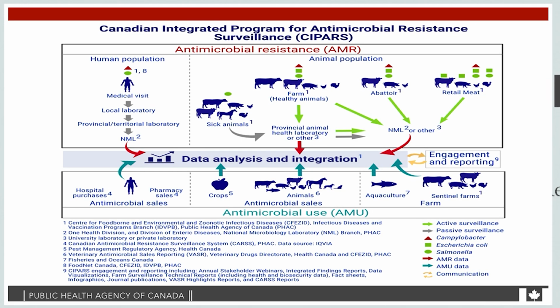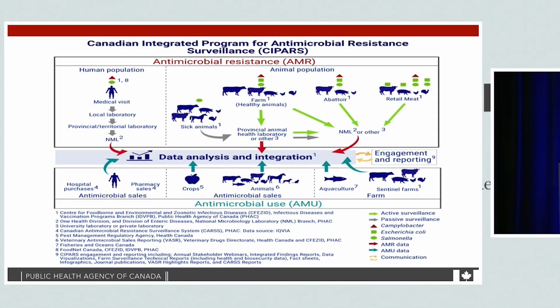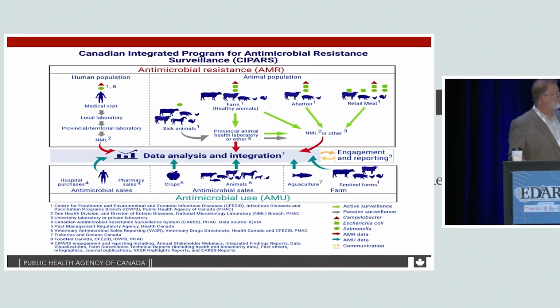So CIPARS, I'm not going to go into this in detail, but it is the reason why we do models, primarily in our group anyway. CIPARS has a human component, a diagnostic sick animal component, an on-farm component, a slaughter component, a retail meat component. These are all represented on the top, collecting information on antimicrobial resistance, and on the bottom, antimicrobial use, both on-farm data from sentinel farms, not across the board, and sales data, as well as some human data.